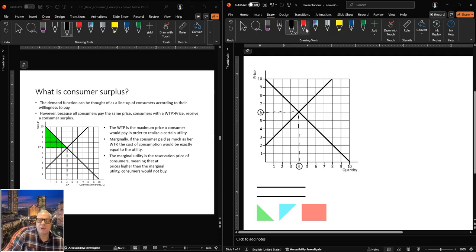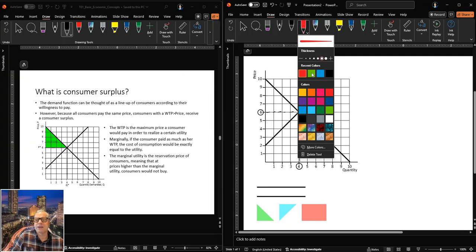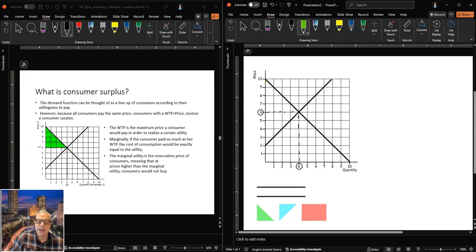So now we said earlier that the demand function can be thought of as a lineup of people according to their willingness to pay. So that means everyone in that market has to pay a price of 6, but there are some people who would be willing to pay 10, others would pay 9, 8, 7, 6, and so on. So that means those people get more utility than what their willingness to pay is.